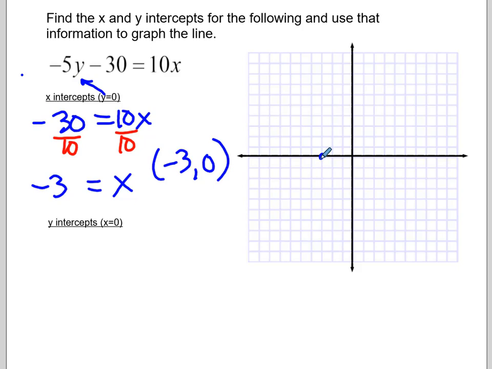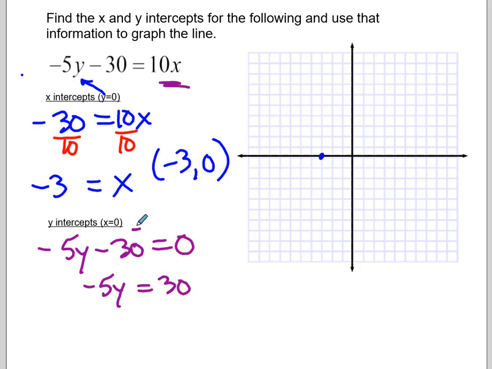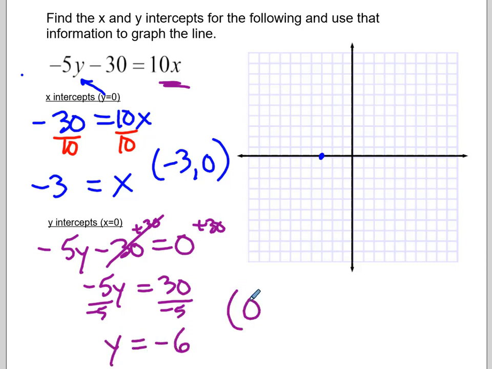Once you start to get the feel of this, the understanding, it goes really fast. Y-intercept is x equals 0, so I'm going to put a 0 in on this side. So that becomes negative 5y minus 30 equals 0. If we do a little rearranging, we're going to add 30 to both sides. Those cancel, and then divide both sides by negative 5. We get y equals negative 6, and again I want to get those two pieces of information together to make my complete coordinate. (0, negative 6), and then if I draw that line, I'm done.